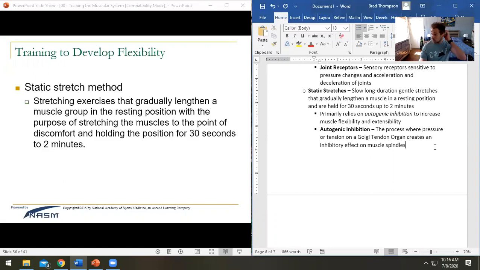So autogenic inhibition can be a really effective tool for doing that. This is also going to take place during static stretches as well. Now we're also going to see active isolated stretches.